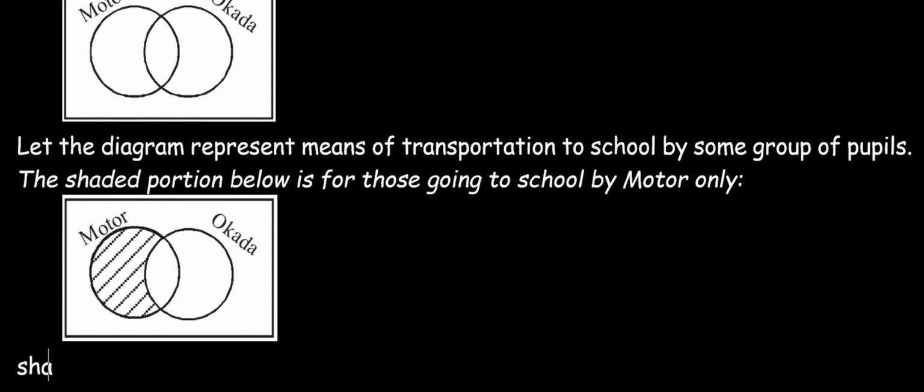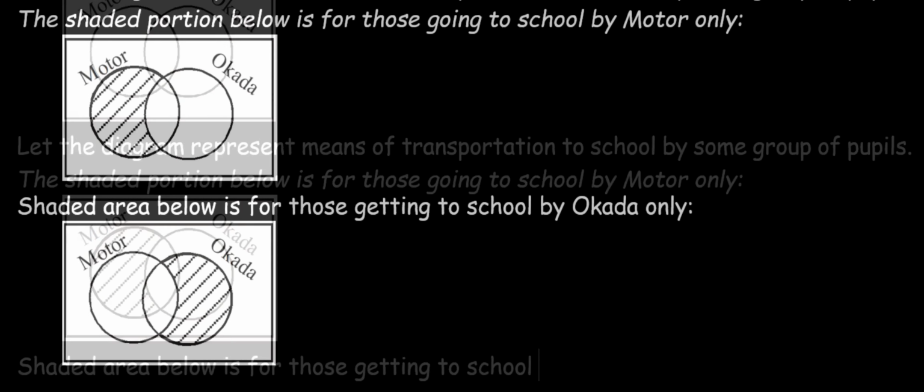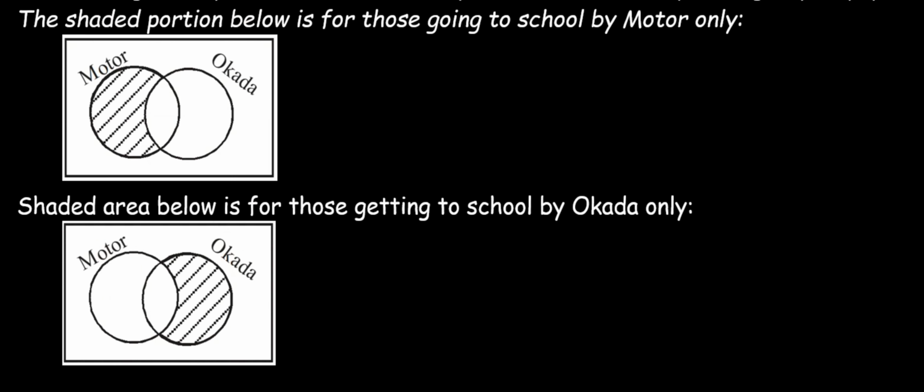The shaded area below is for those going to school by Okada only. Assuming we are asked to find those who are going to school by Okada without the only, it means it's the whole circle of Okada. But when we are asked to find Okada only, it means the shading must exclude that of motor, hence what we have in the diagram.